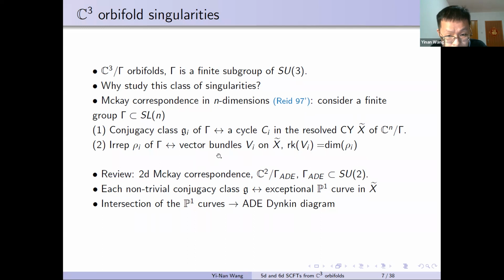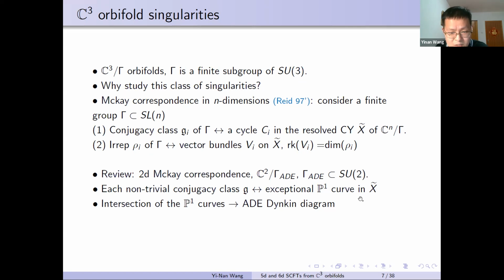So now about the 2D McKay correspondence. This is just C2 modulo Gamma ADE, which is a Kleinian singularity, and the Gamma ADE are finite subgroups of SU2 classified by the ADE Dynkin diagram. Now let's apply the first sentence of McKay correspondence. Each non-trivial conjugacy class of G corresponds one-to-one to an exceptional P1 curve in the resolved Calabi-Yau twofold, which is in this case an ALE space X2. The intersection pattern of these P1 curves exactly forms the ADE Dynkin diagram, as we know.